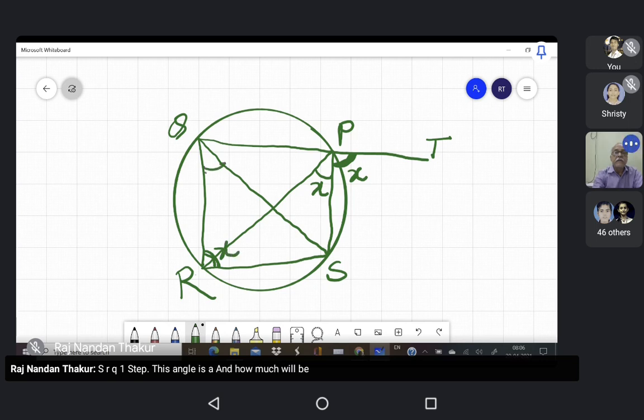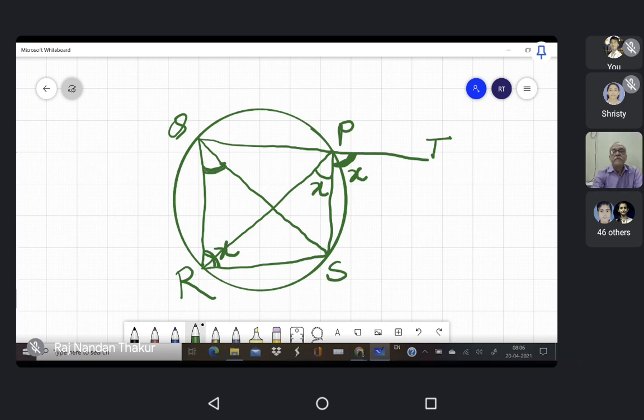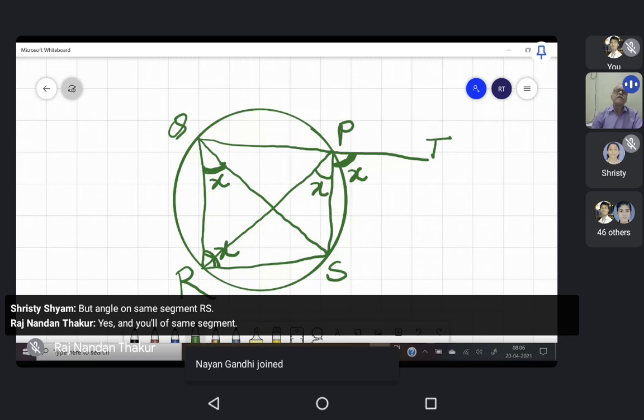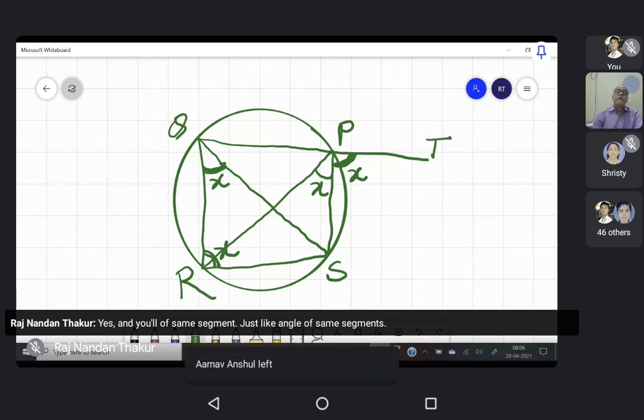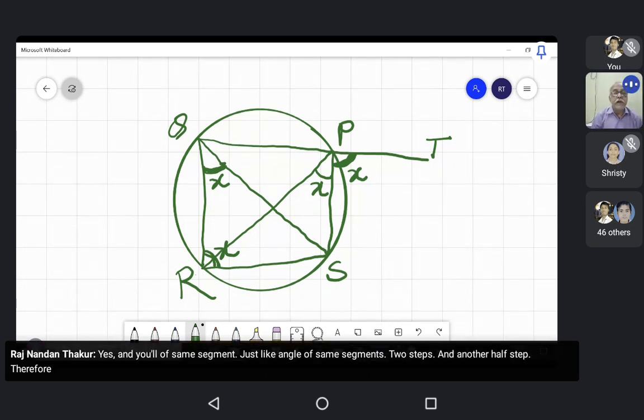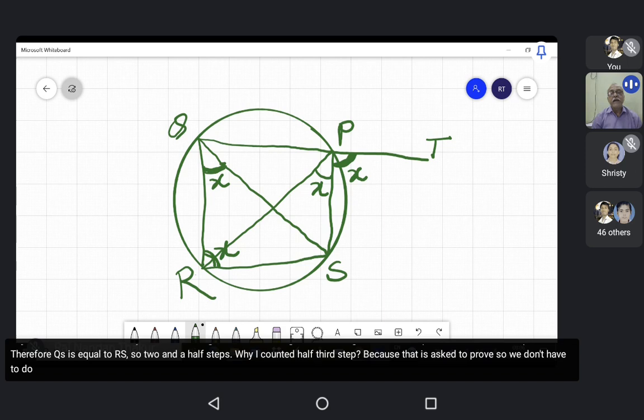And how much will be this angle? Sir, X. Why? Angle on same segment RS. Yes, angle of same segment. Two steps and another half step, therefore QS is equal to RS. So 2.5 steps. Why did I count the half, third step? Because that is asked to prove, so we don't have to do anything. We are concluding that. Which was the other question?